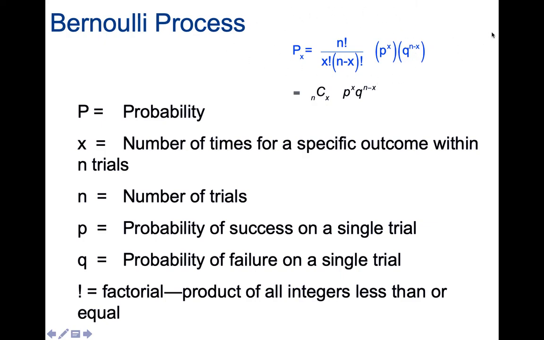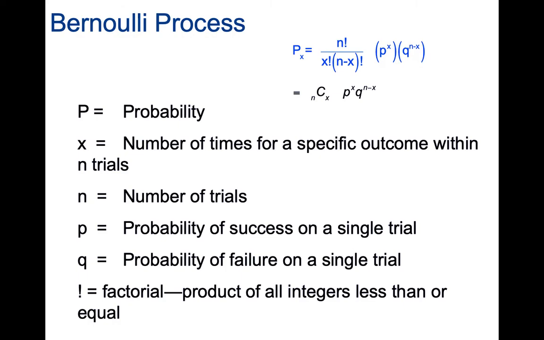It's the probability of x is equal to n factorial over x factorial times n minus x factorial, times p to the x times q to the n minus x. So obviously not a super simple formula, but it is something that we should be able to wrap our heads around as soon as we understand what these terms mean. That's the biggest part of this: understanding what every term here represents.